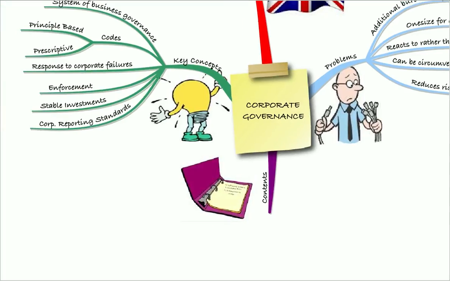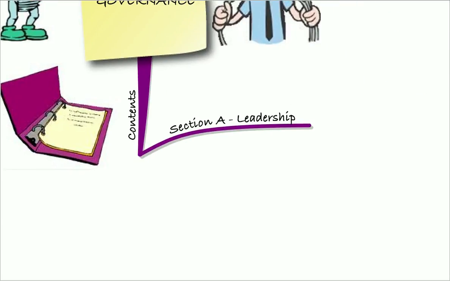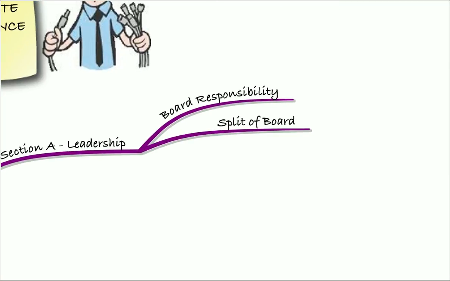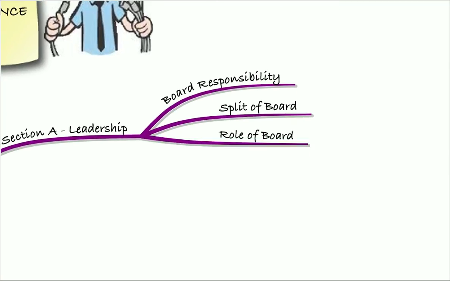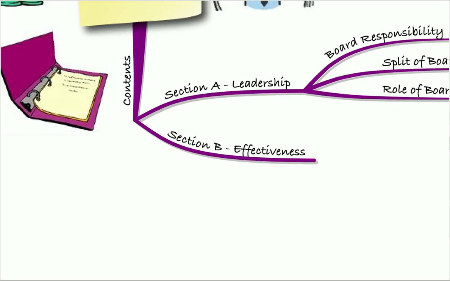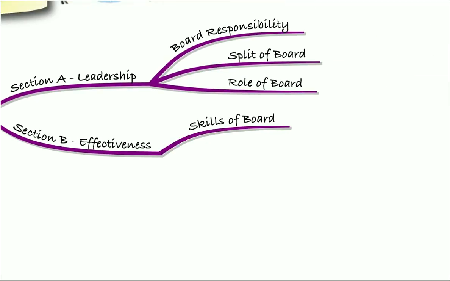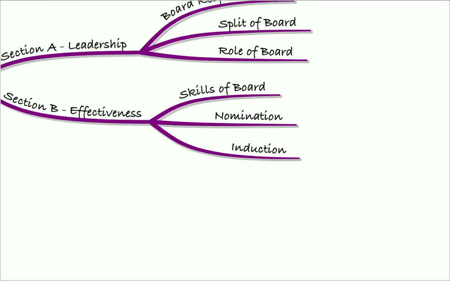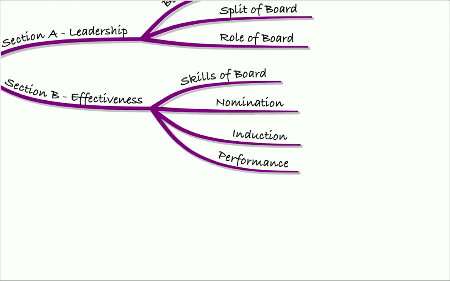So when we're looking at this corporate governance code, primarily we're looking at the UK Corporate Governance Code. The contents of that are, and we'll look at each of these in detail, Section A, which covers leadership. So that will cover the board responsibilities, the split of the board between executive and non-executive directors, the role of the board and what they're required to do. Section B looks at the effectiveness of the board. So that's the skills that are there, the nomination of the board through the nomination committee, the induction that's provided by the corporation to the people who are appointed to the board, and the performance measurements that are taken to make sure that the board is effective.